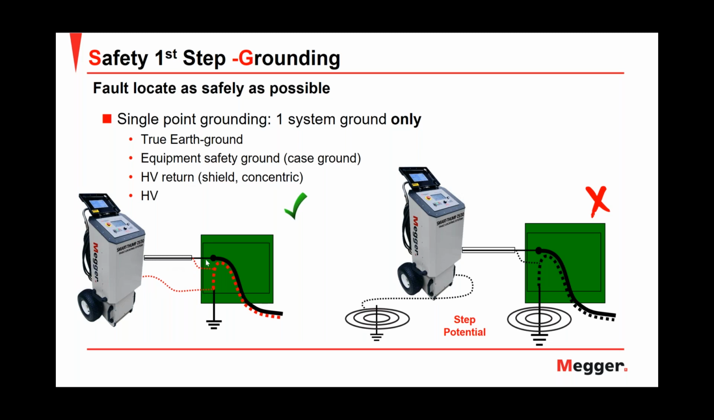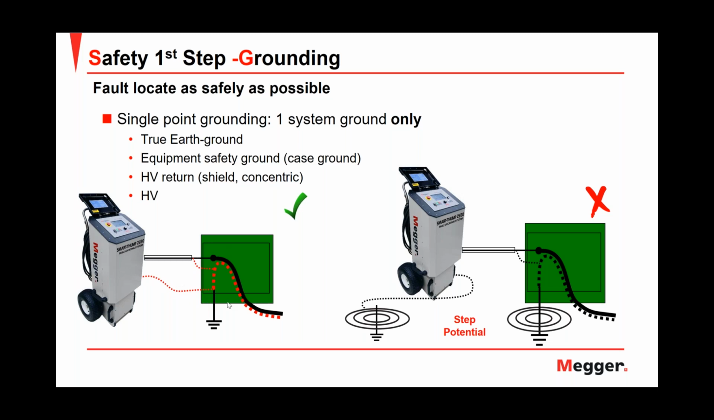Now, talking of one system ground only, if you see the picture on the left, you will see that situation. In the picture on the left, you can see that the concentric potential is the same as the potential of my safety ground. So in this picture, we have the same potential for the concentric of the cable under test and for the safety ground. And this is what I would like to have when I am doing fault location.